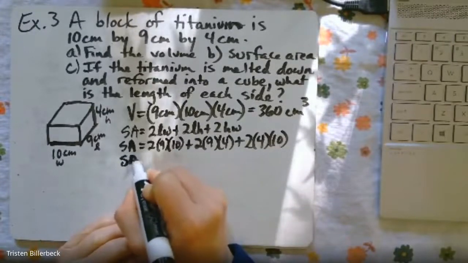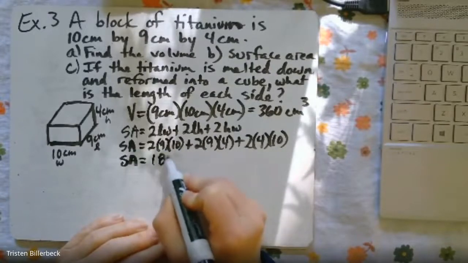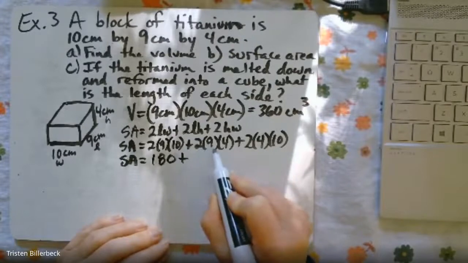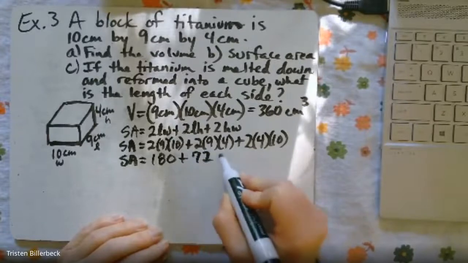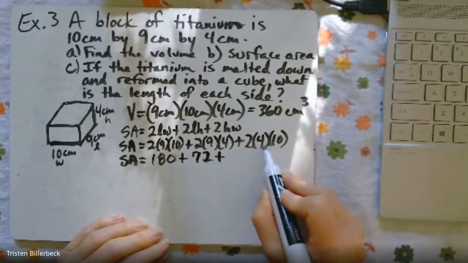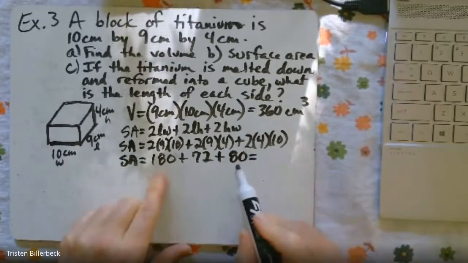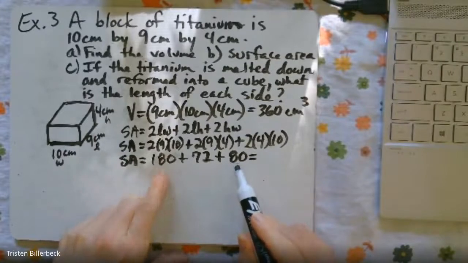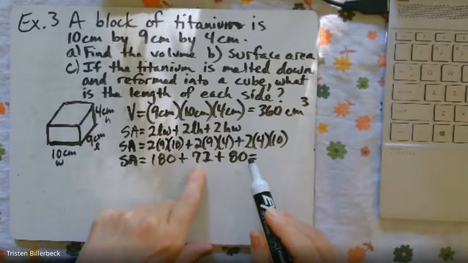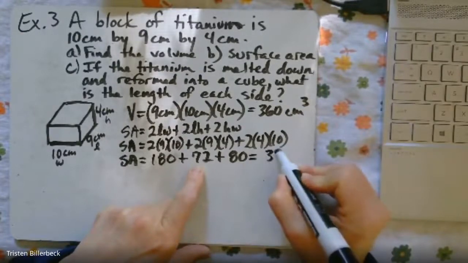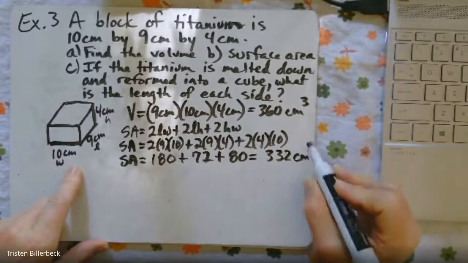Okay, so that's important. So we have 2 times 9 is 18 times 10 is 180. And then we have 2 times 4 is 8. 8 times 9 is 72. Plus, and this is 2 times 4 is 8 times 10 is 80. Okay, when we add that up, these two are easiest to add. So 180 plus 80 is 260. Take a 40 out of that, you have 300. And so you have 332. And we're talking about centimeters squared because it's area.